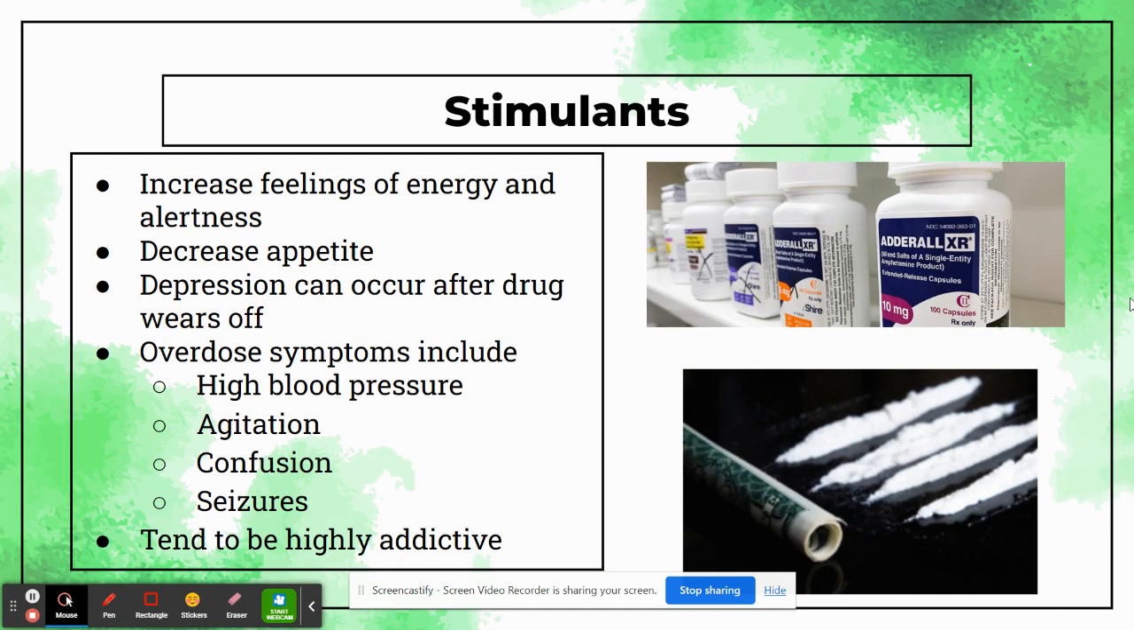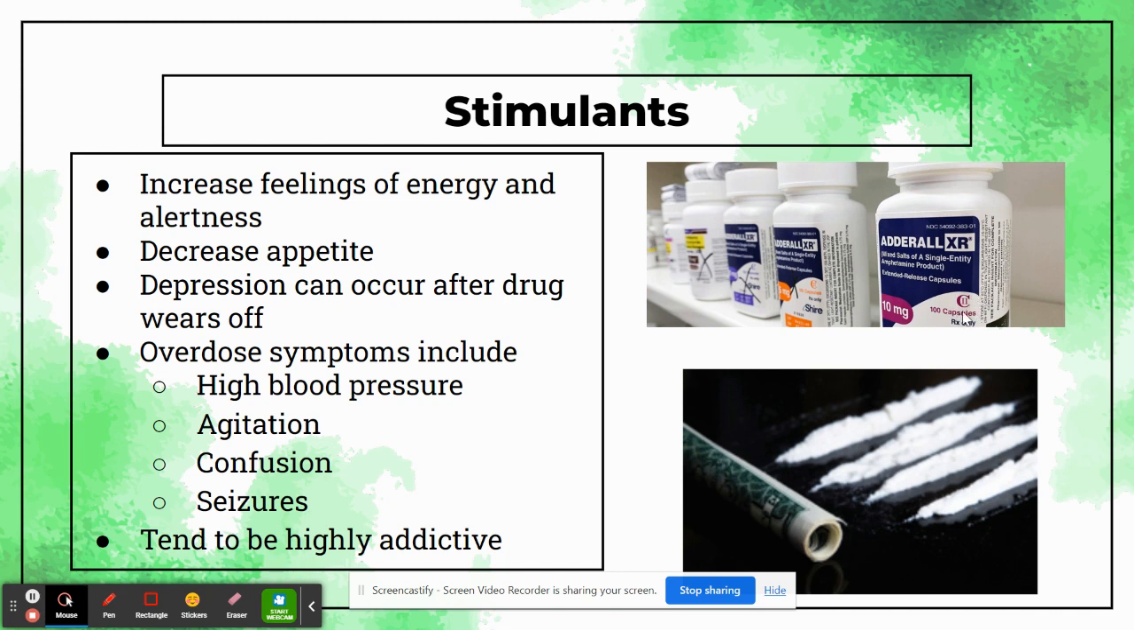So on the converse of that, we have what are called stimulants. Stimulants are very prescribed, especially to treat things like ADD and ADHD. In a controlled setting, under very strict doctor recommendation, they are helpful for some people whose brains do not produce the same chemicals that they should. Something like Adderall is very heavily prescribed.